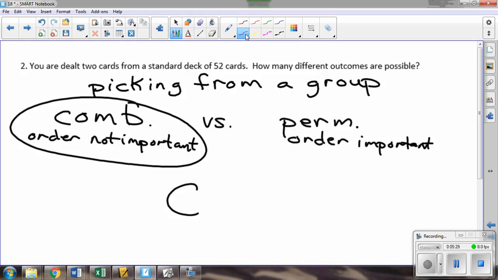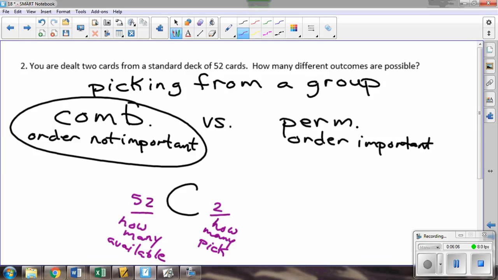The first number in combinations, which we remember is always the bigger of the two numbers, is how many are there available to pick from? What is the size of the group? And this has 52 cards in a standard deck. The second number is how many of them you're going to pick, or how many of them you're going to choose. Yeah, you're being dealt 2 cards, so this is precisely what we needed. 52 choose 2.